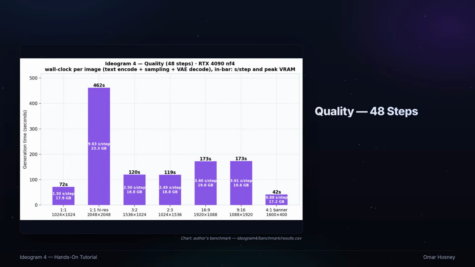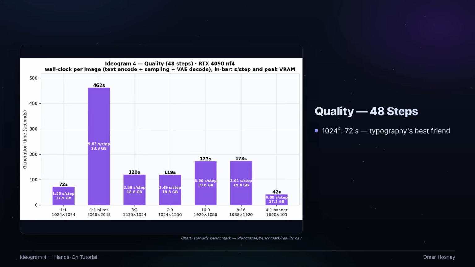Quality mode, 48 steps, costs almost exactly what arithmetic predicts. About 2.3 times the default preset at every size, because per step cost is constant. 72 seconds for a square image is perfectly reasonable for a final render. And remember, this is the preset that helps most with small text, so it's the right choice for the typography-heavy work this model excels at.